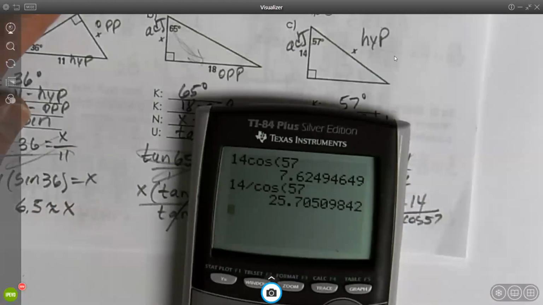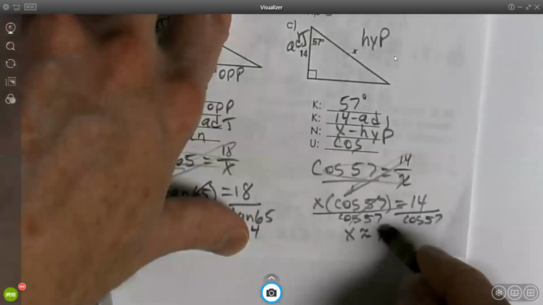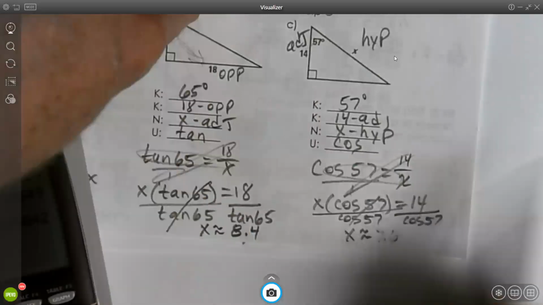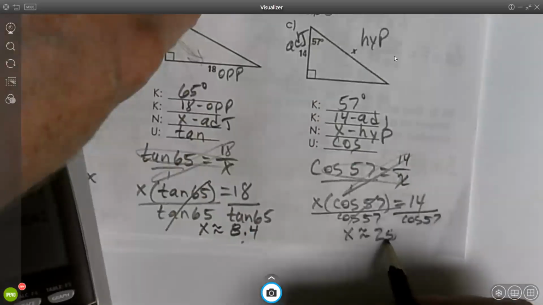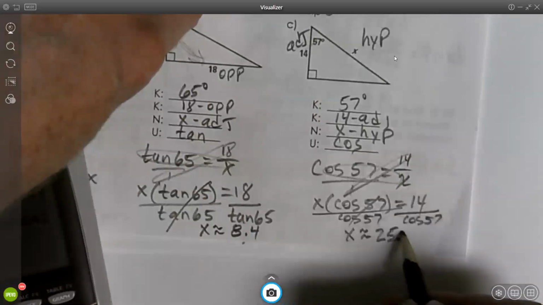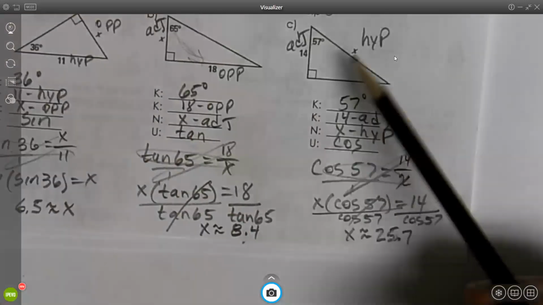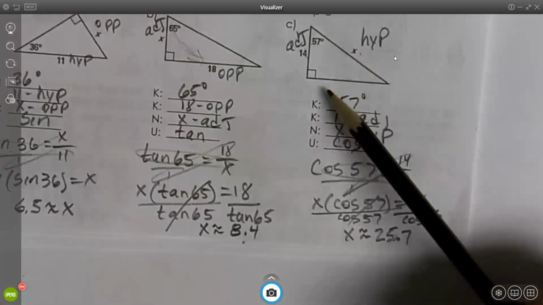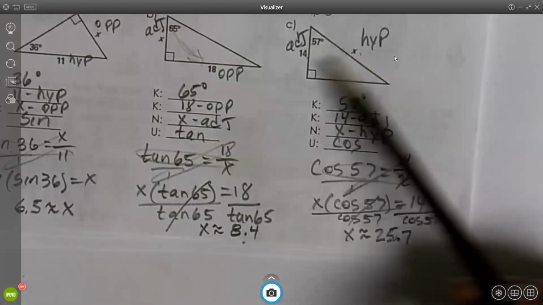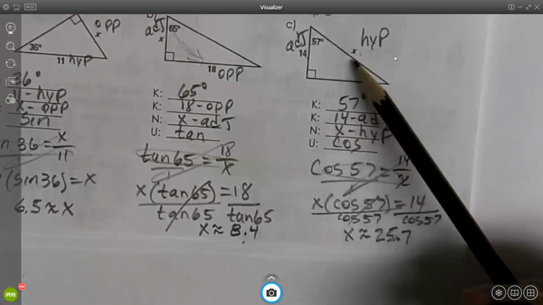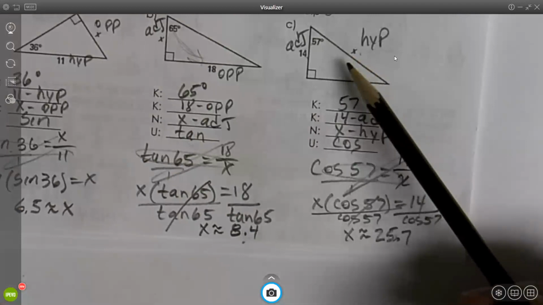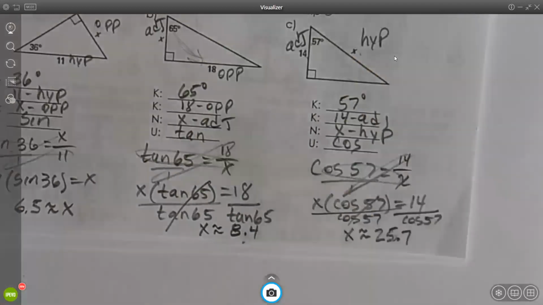That's better. Let's see if we can make sense out of which answer would be accurate. 25.7. All right, we know that the hypotenuse has to be bigger than the two other sides. That would be one quick way for you to know that something was wrong. If you get a hypotenuse that is smaller than a leg, something is wrong. Hypotenuse will never be smaller than a leg. Good job.